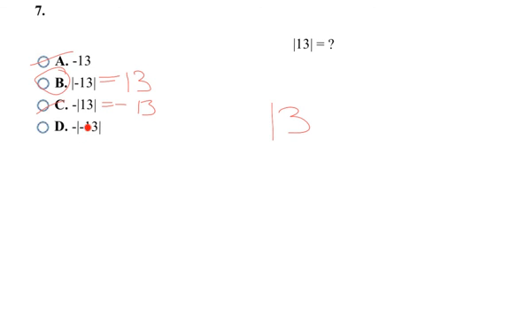And then D has negatives in both places. So the absolute value of negative 13 is going to be positive 13. But then you have that other negative that's out front that wasn't included in the distance. So it just carries through. And so D is also negative 13. So it's not going to be D. So that's why B is your final answer.